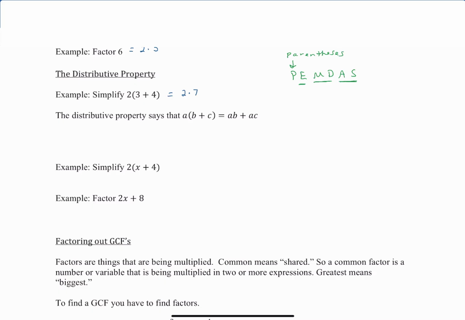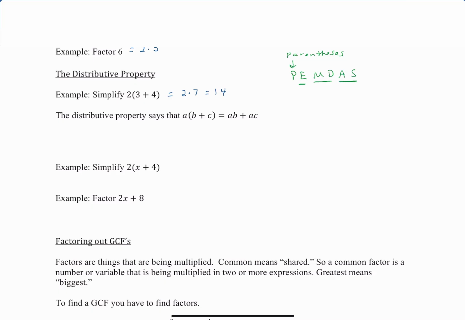So that's why, even though addition is close to the end of the list, I did that before I did the multiplication by 2. Why? Because the addition was in parentheses. Okay, so we have 2 times 7, and that gives us 14.